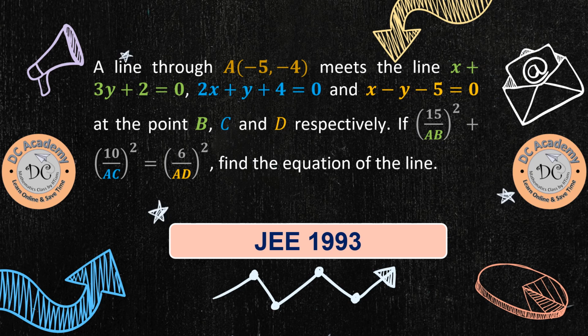Here we have a line whose equation we need to find out, which is passing through the point A(-5, -4) and meets the given three lines at the points B, C, D. It is also given a relation between AB, AC and AD, which is already specified. Now let's go ahead and solve this particular problem.